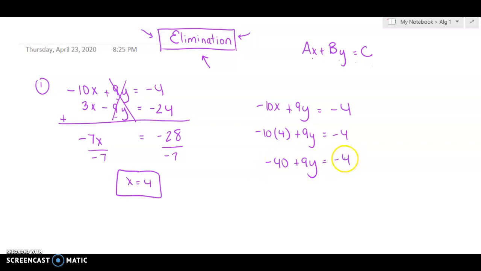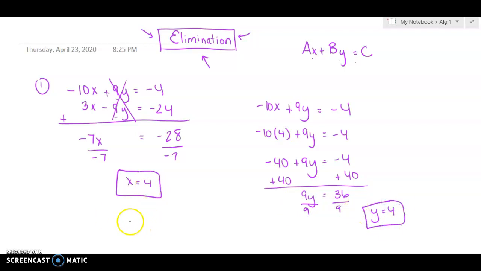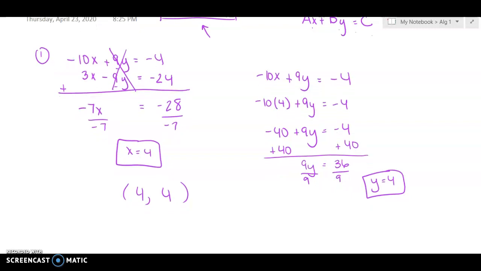To get y by itself, you want to do any addition or subtraction first. So you're going to add 40 to both sides. 9y is equal to 36. And then you can divide both sides by 9, giving you 4. So your answer is going to be 4, 4 as a point, (4, 4). x goes first, y goes second.